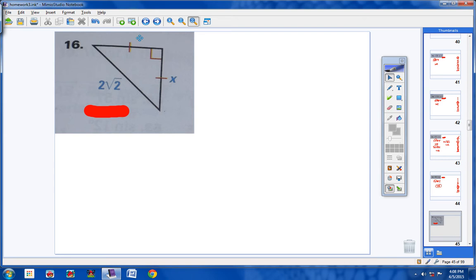Alright, numbers 16 through 19. We have 45, 45, 90 triangles, okay? Now let's write some things out here. In a 45, 45, 90 triangle, the leg equals the leg, alright? The hypotenuse equals, this is all stuff that I taught you, okay? The hypotenuse equals the leg times the square root of 2. And the leg equals the hypotenuse divided by square root of 2. Now this only works in 45, 45, 90 triangles, okay?